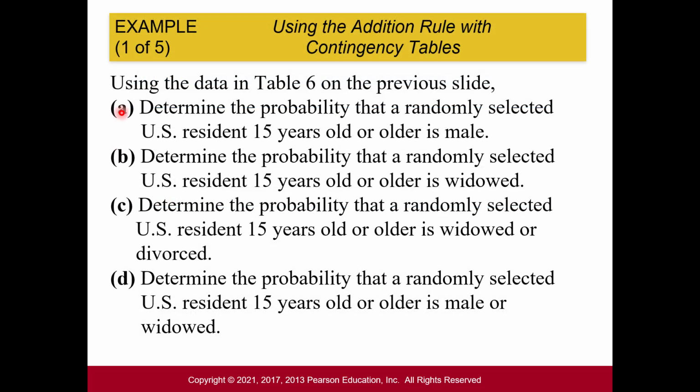We're going to use that table to answer the following. We're going to determine the probability that a randomly selected U.S. resident, 15 years or older, is male, that they're widowed or divorced, and then that they're male or widowed.